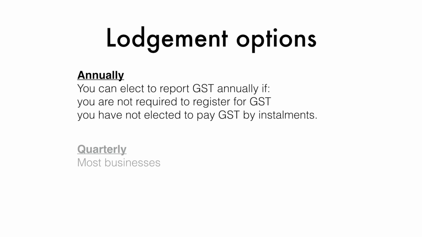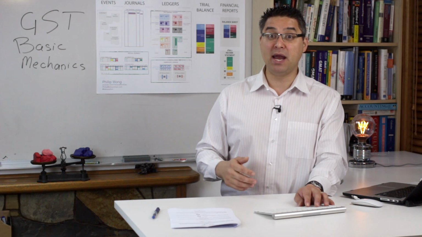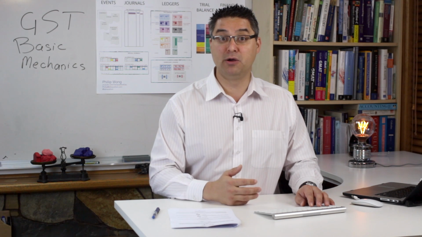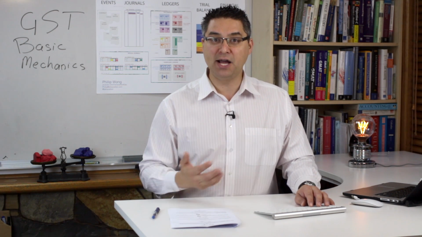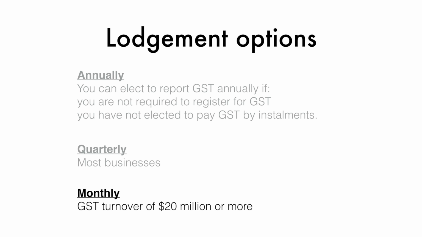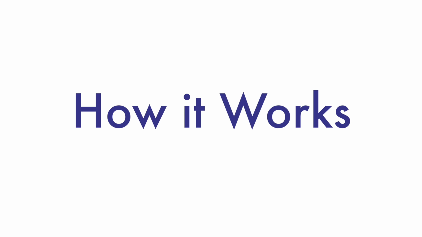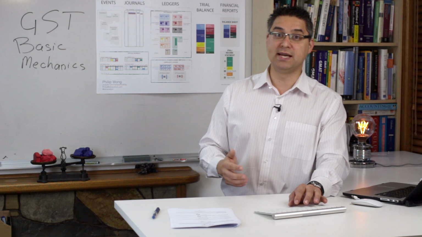Annual lodgement is only for the very smallest of businesses who are not required to be registered for GST and choose not to pay their GST by instalments. This is an opt-in system and it's designed to reduce the compliance load on small business owners. Monthly reporting is reserved for larger businesses which have a turnover of $20 million or more. How it works. Let's have a look at a worked example.